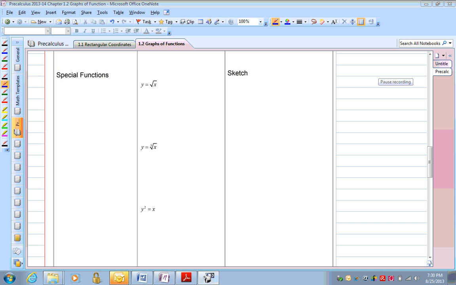Okay, our special functions that we're going to discuss, and there are several other functions, and we're going to actually add one that's not even on this list and talk about as well. But the first function we're going to talk about is the square root function. So this special function would be your square root. Your square root function. Let's talk a little bit about the properties of a square root function.